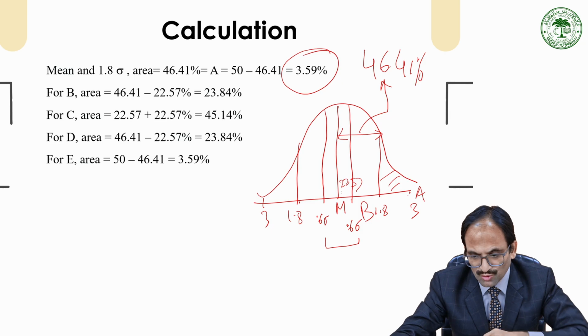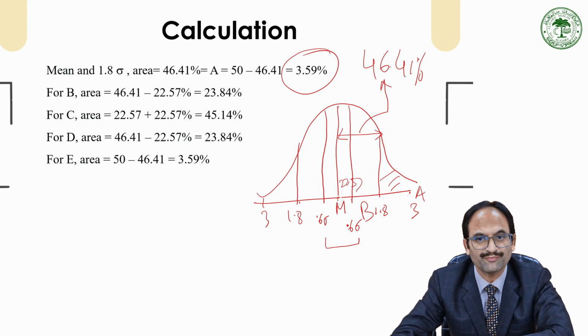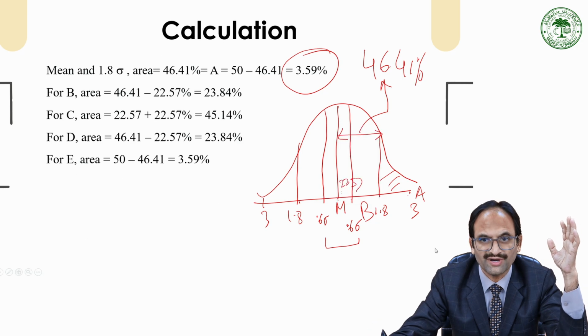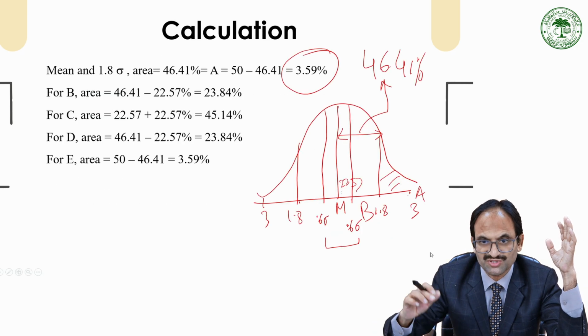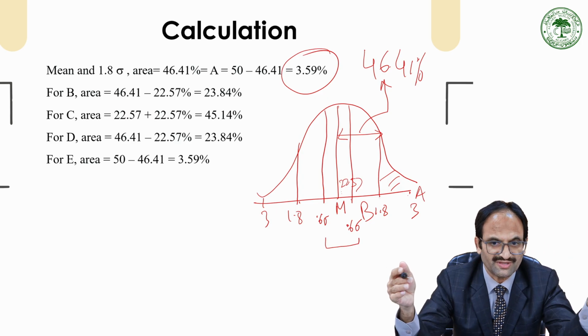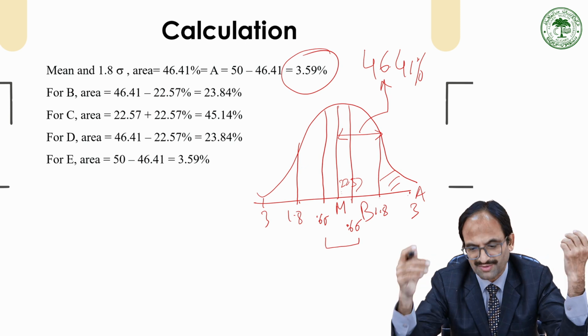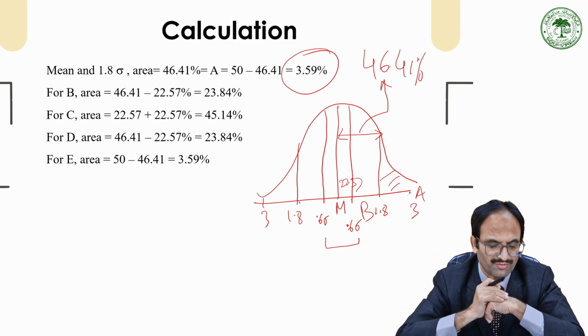For the B group, already you have found out this area as 46.41. So, you will proceed and subtract 22.57, that is from mean to 0.6 sigma, it is 22.57. So, you will subtract and finally you will get 23.84%.